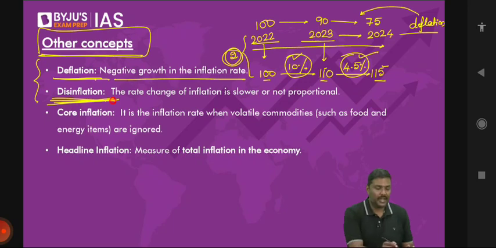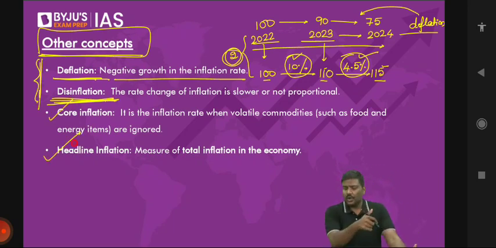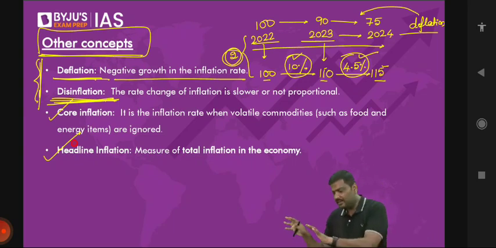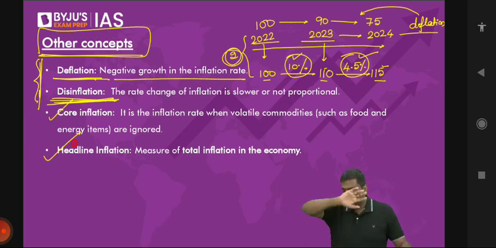Third one, core inflation and headline inflation. Already done. We have discussed. Core and headline inflation. What is headline? Whenever in the basket all the commodities are taken, that is headline. And whenever you have a basket and you exclude some of the commodities whose prices are volatile, that is called core. Core and headline.